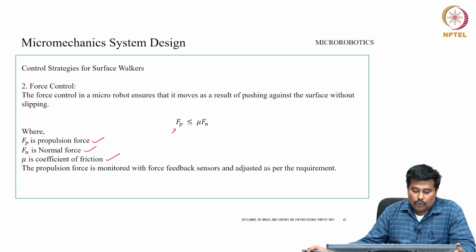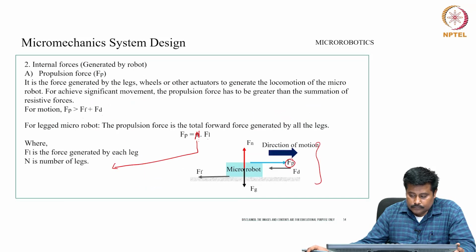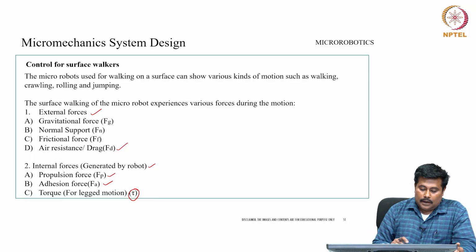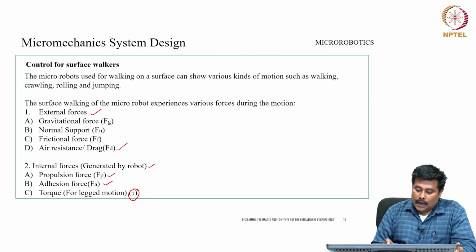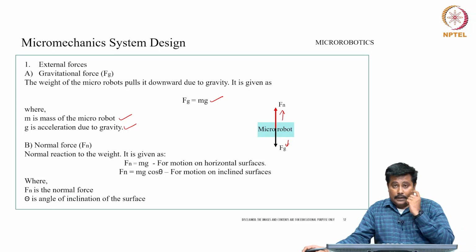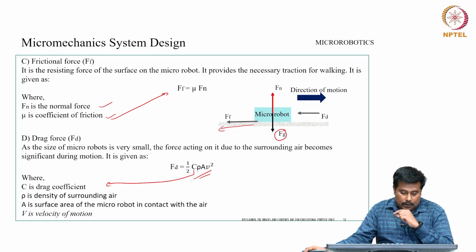So overall, if I need to summarize, we had discussed the control for surface walkers. We discussed the different parameters involved, like the various forces during the motion, which include the external forces: the gravitational forces, the normal support forces, the frictional forces and the air resistance forces. And when we talk about the internal forces, there are the propulsion forces, adhesion forces and the torque forces. This is a generalized formulation of how the gravitational force and the normal force exert force on the micro robotic system.